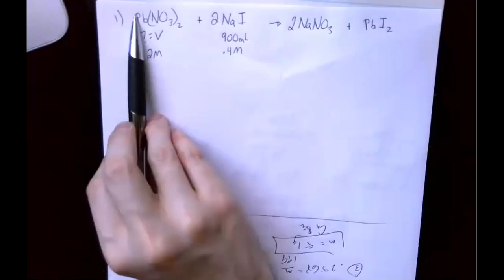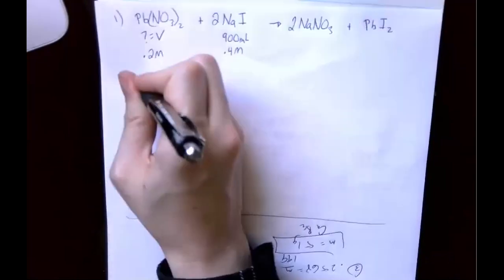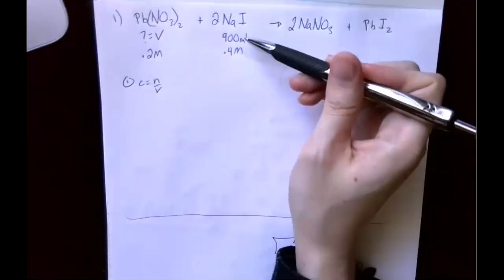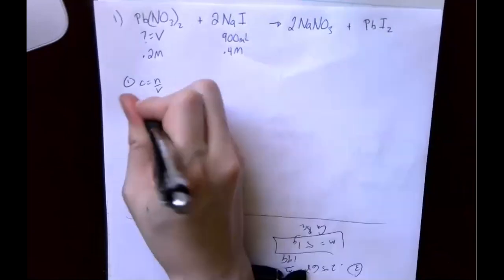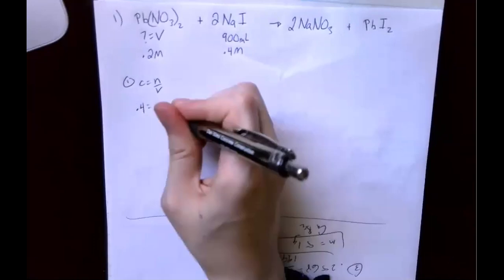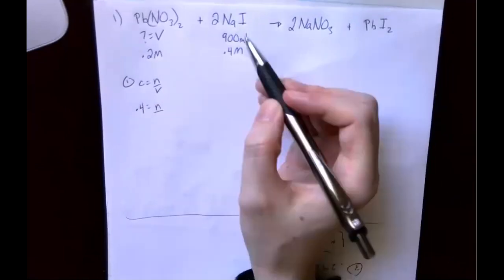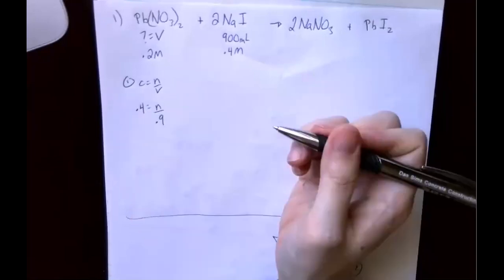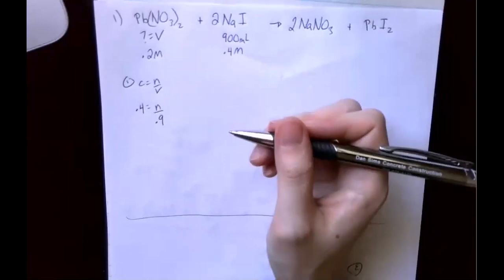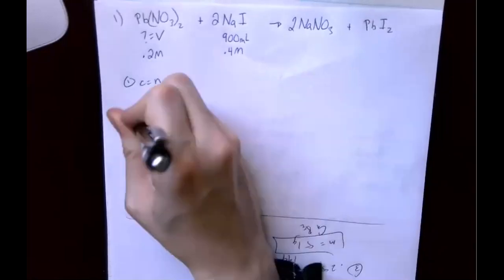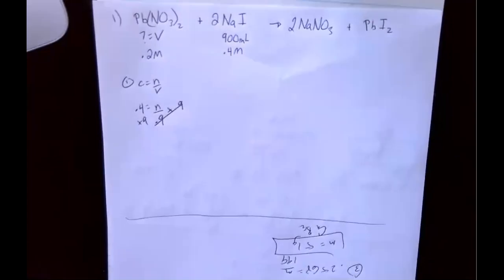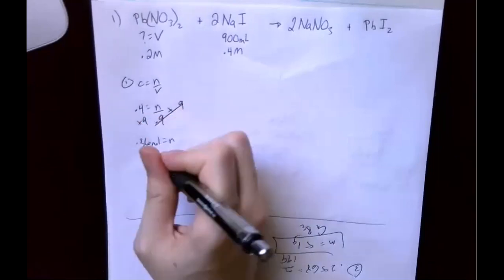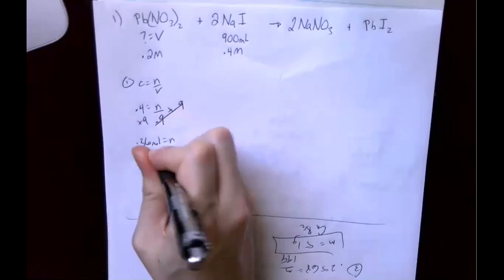Once I have my balanced chemical equation, I just go to C equals n over V because I'm given both concentration and volume. I'll plug in my concentration, that's my 0.4 molar. I'm solving for my moles, and then my volume, 900 milliliters, does have to be converted into liters to go into my C equals n over V formula. And then I'll just times by 0.9. So 0.4 times 0.9 is 0.36 moles, and that is of my NaI.